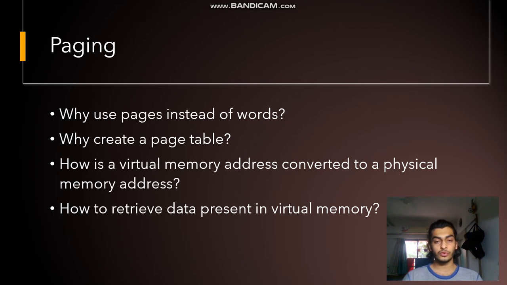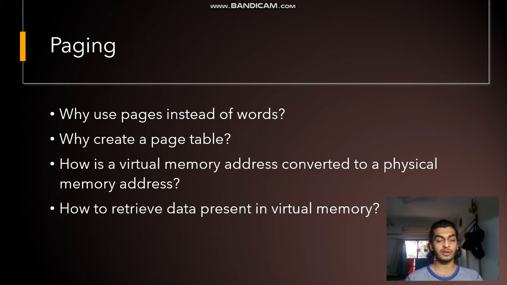Now, why do we use pages instead of words? It's because when we have 256 megabytes of RAM and 4-byte words, the number required to address each and every word in the RAM is very large. So we combine 1000 words to make one page so that addressing a particular page becomes easier.